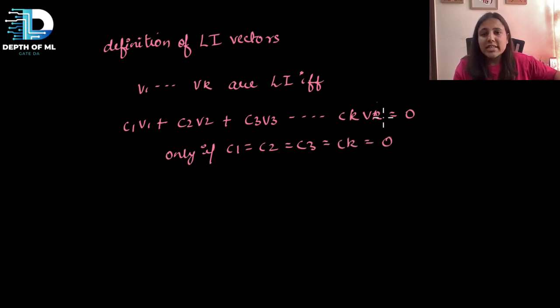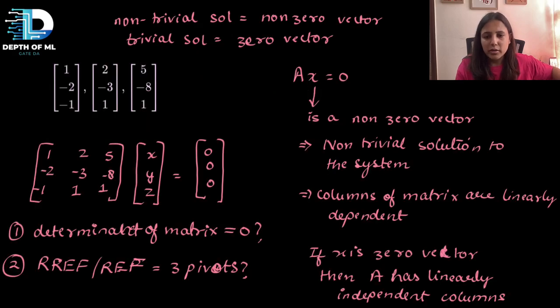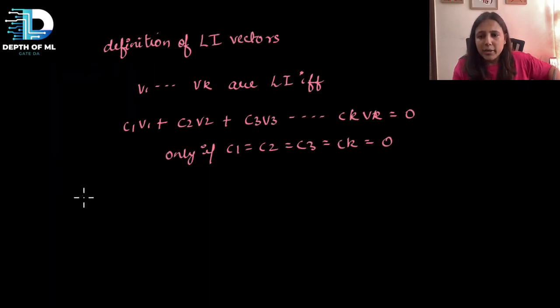Okay, so this is the definition of linearly independent vectors: when I take a linear combination of these vectors, and the vector that I get is a 0 vector, the only possibility should be when I take the coefficients c1 to ck as 0. If that is the only case, then the vectors are linearly independent. So we have done a similar thing over here, right? How did we do it?